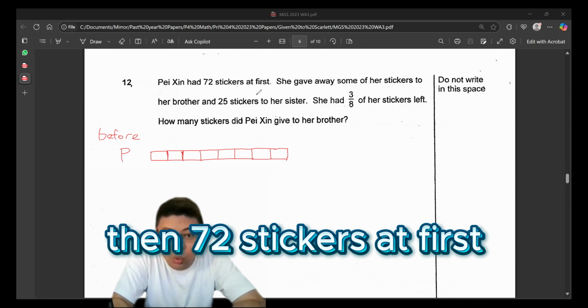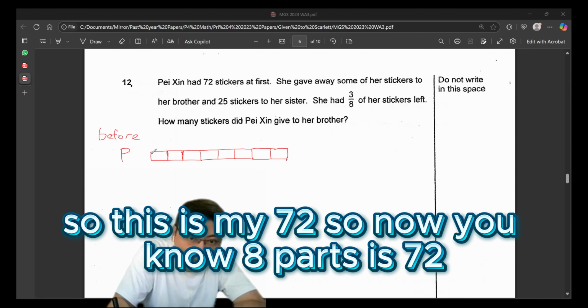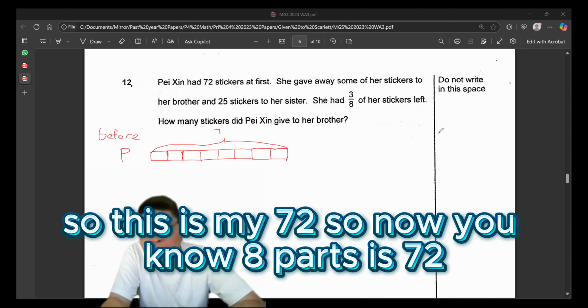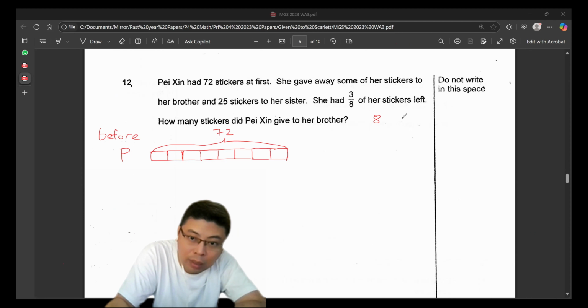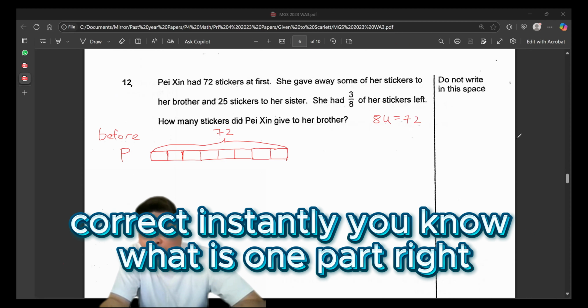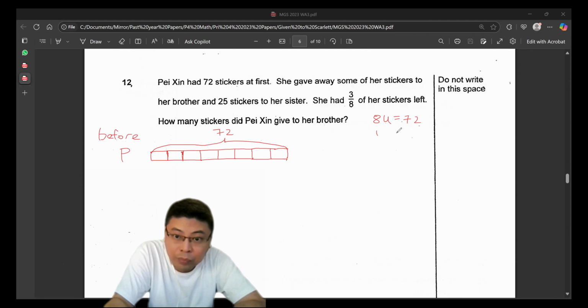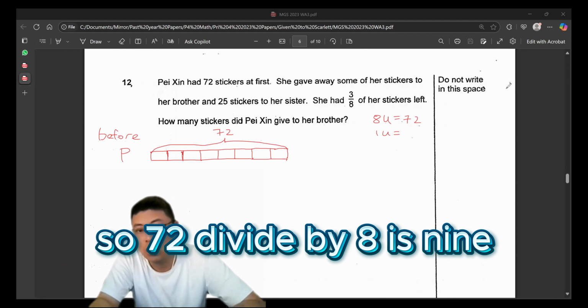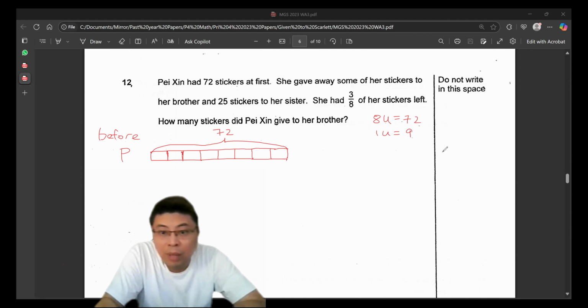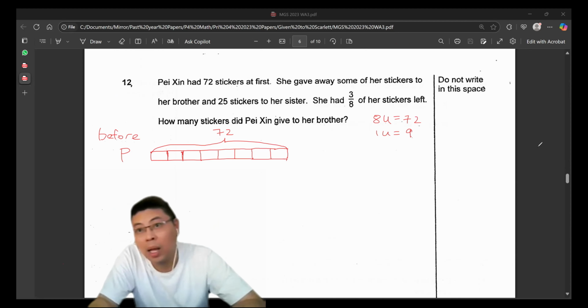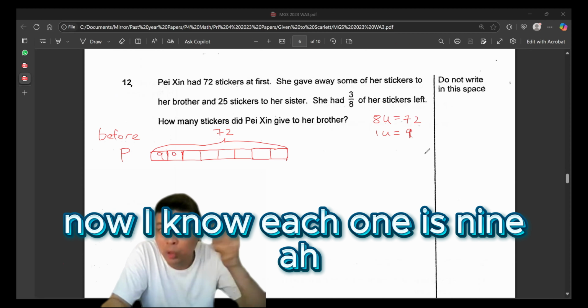Then 72 stickers at first. So this is my 72. So now you know 8 parts is 72. Straight away you can count 1 part, right? Correct. Instantly you know what is 1 part, right? So 72 divided by 8 is 9. 9 times 8 is 72 lah. So I know each one is 9.